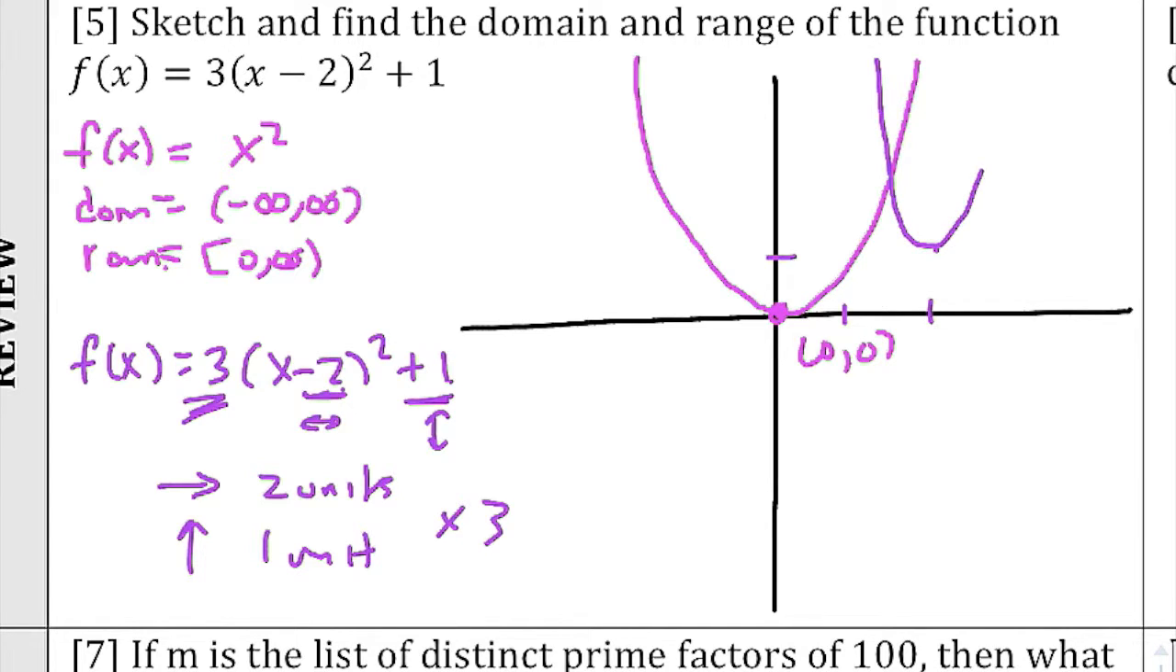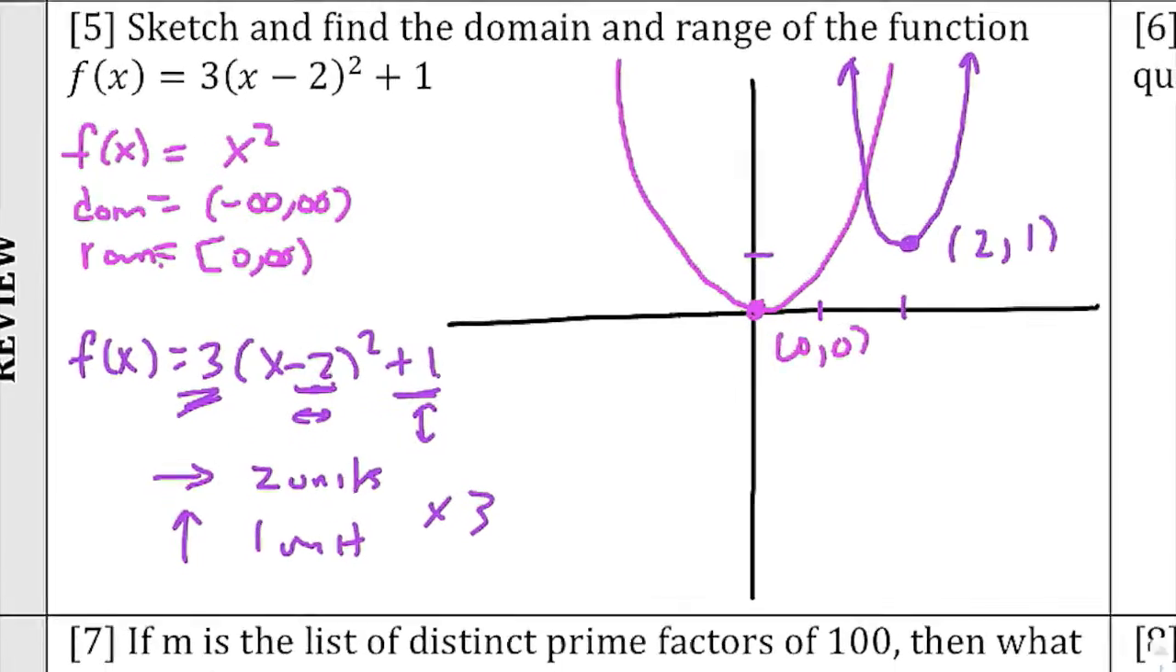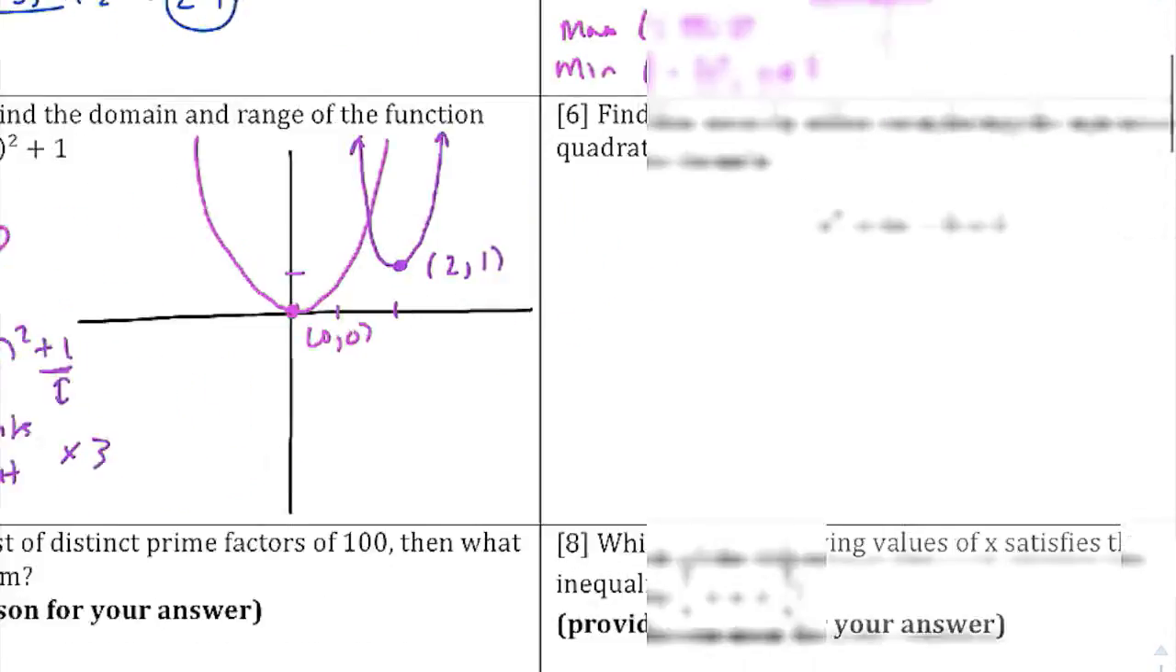Now, this is just a sketch. We don't have to concern ourselves too much with the exact points. We do want to track our vertex and make sure we know that's going to be at (2, 1). And as long as we perceive it to be skinnier, that should be okay for a sketch, because sketches, hand graphs, they're just for problem solving.